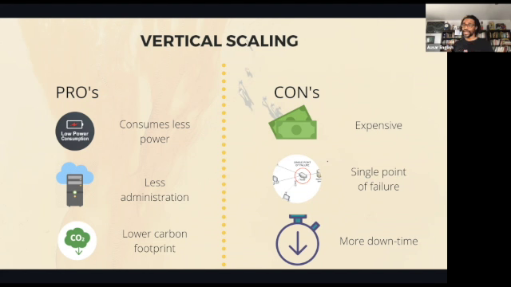Now, there are also cons. Some of the cons include the fact that it can be expensive, as the costs generally associated with replacing a machine with a more performant machine increase exponentially. Also, vertical scaling represents a single point of failure. After all, if you have a single machine and that machine fails, then your entire system will fail. Vertical scaling also involves more downtime, since increasing resources on your server requires a restart of your system. That means chances are your system will be down for extended periods of time.